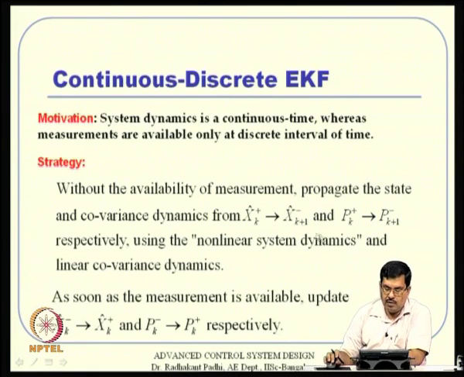Similar idea: without the availability of measurement, we will be able to propagate the state information as well as the covariance information to the next time step. As long as the measurement information is available, we can update these predicted values to corrected values. That is the way it will proceed.